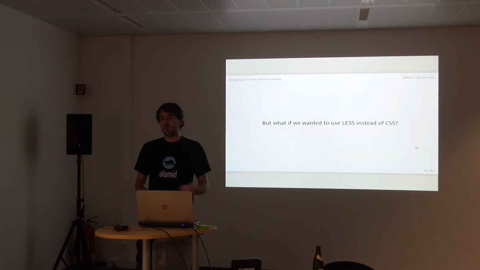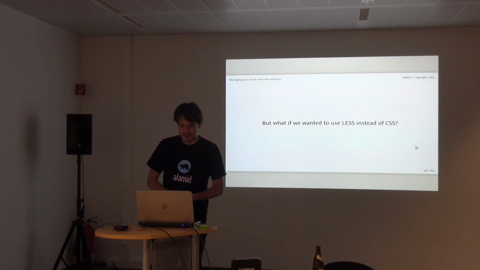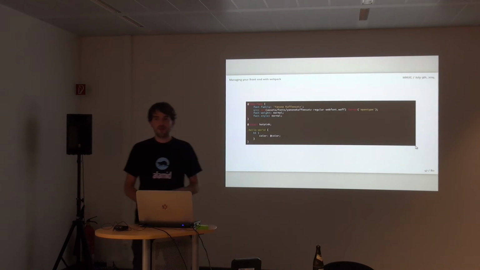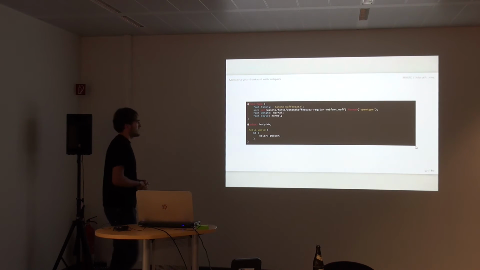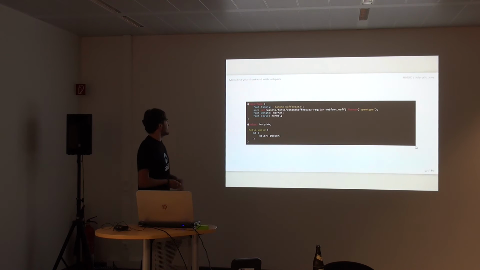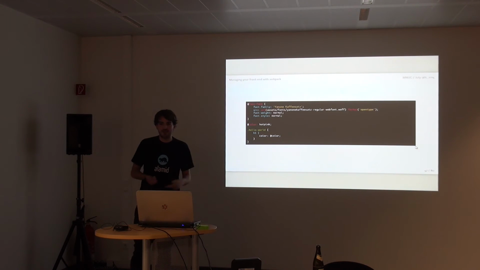But what if we wanted to use less instead of CSS? I don't know if anyone is doing any CSS anymore. You probably use less or Sass. So what if our code looked like this? That's a very simple less file. We define a color, hot pink, and then here we have nested styles. That's not possible in CSS. I don't know why, because it's very, very useful.